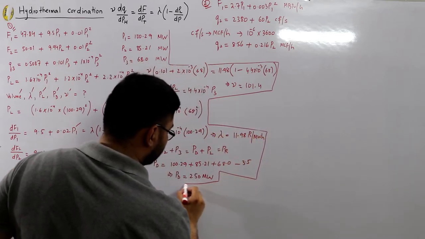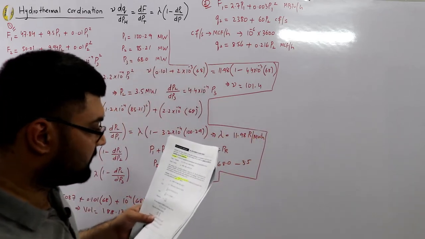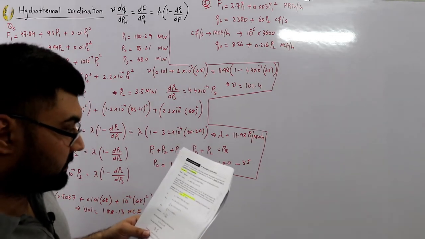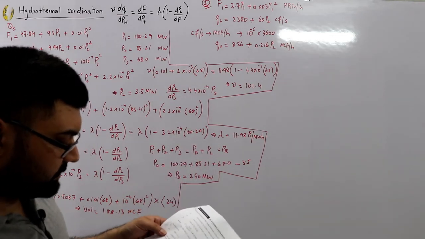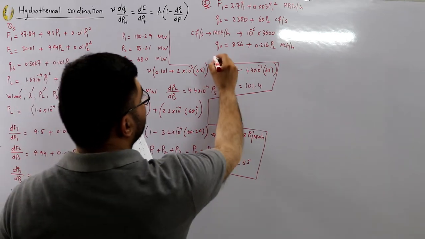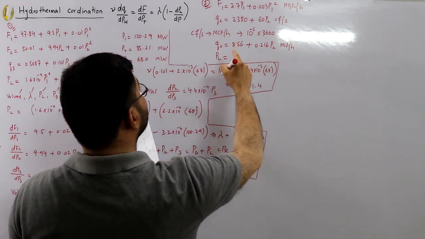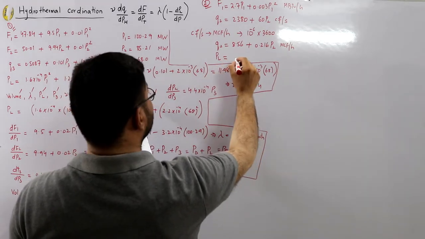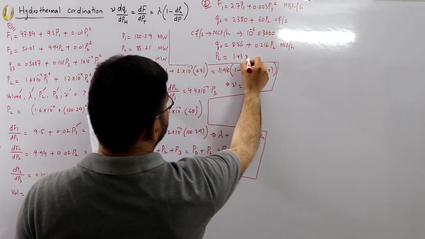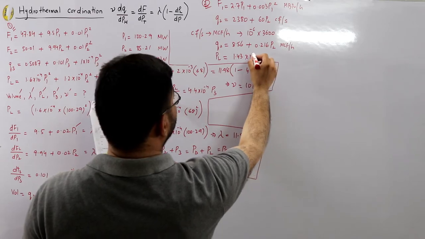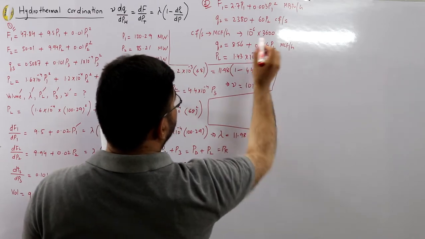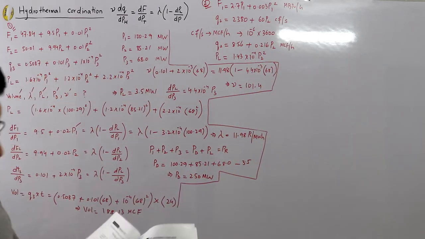Next is what? Where? Here. The transmission losses are given by, the power loss is given by what? Power loss is only associated with the second one, that is with the hydro. So you have a 1.43 into 10 to the power negative 4 P2 squared. This is the power loss equation.